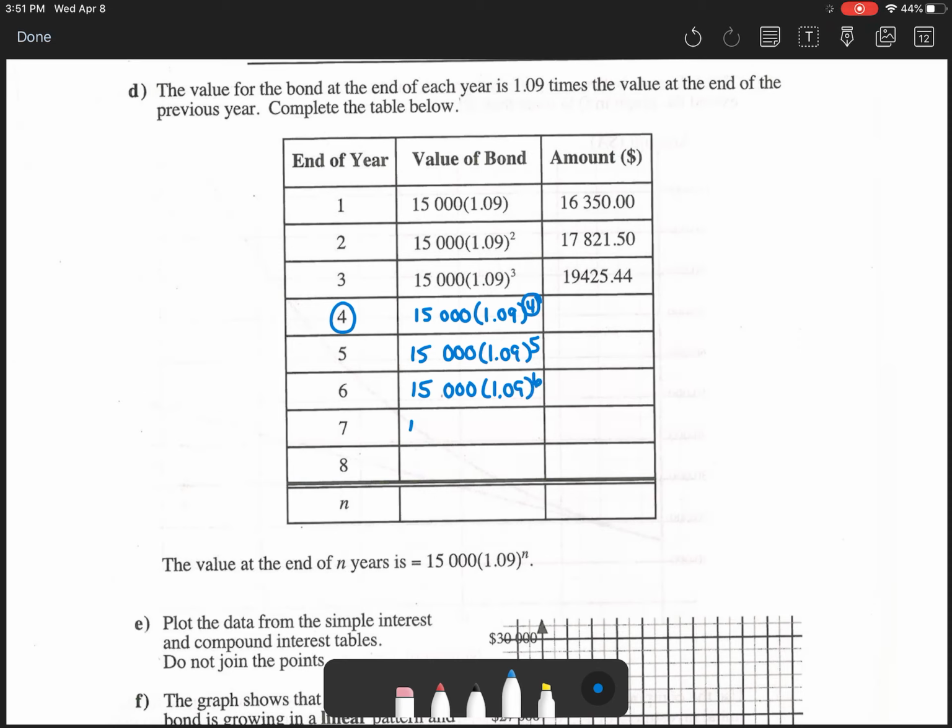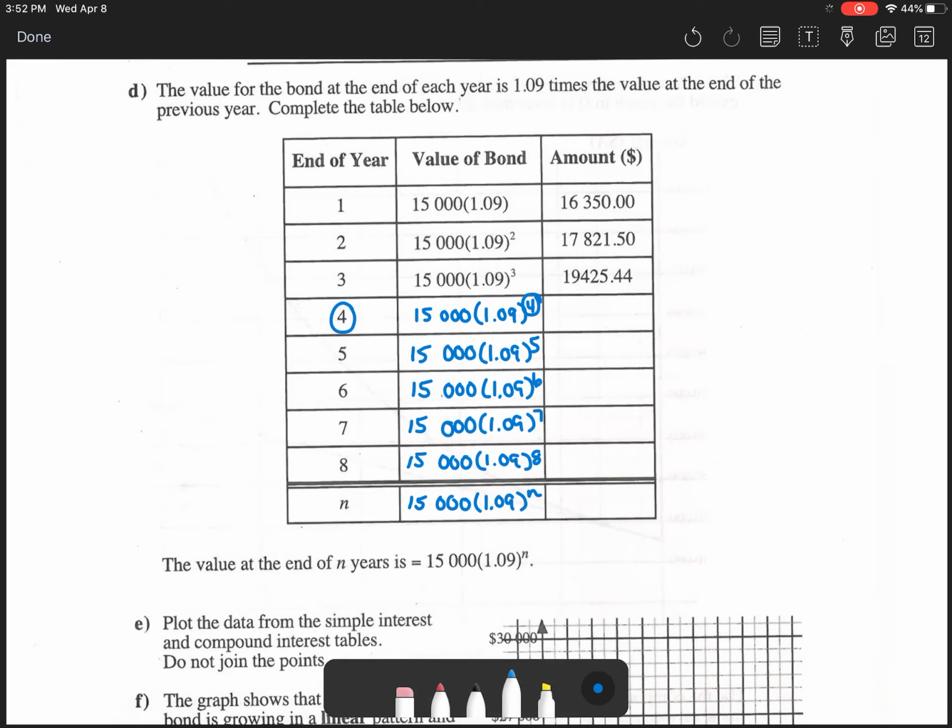So 15,000 times 1.09 to the exponent of 6. And then they even have a generic or general case at the very bottom of the chart here, where I will just be putting a variable of n in for the expression. So this would be 15,000 times 1.09 to the exponent of n, and n is any given year.